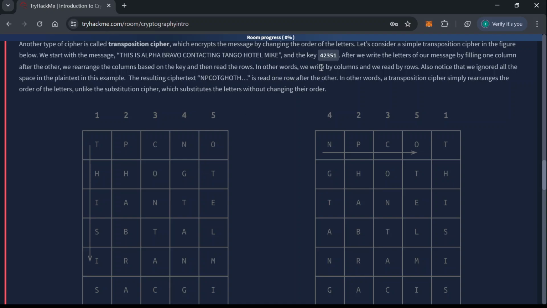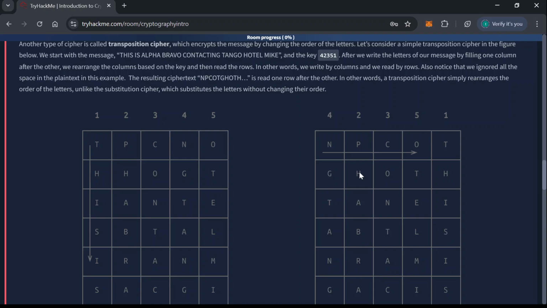The key is 42351. And so we read 4 first. That's N. 2, that's P. 3, C. 5, O. Then 1 is T. And that's what we have here. The next row: G, 4, 2, H, as we have here. 3, that's O, 5, that's T, and 1, that's H.